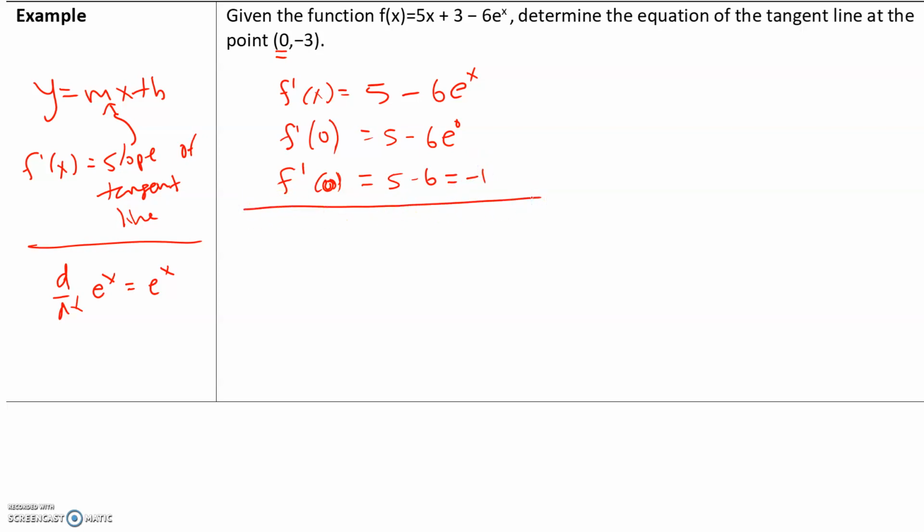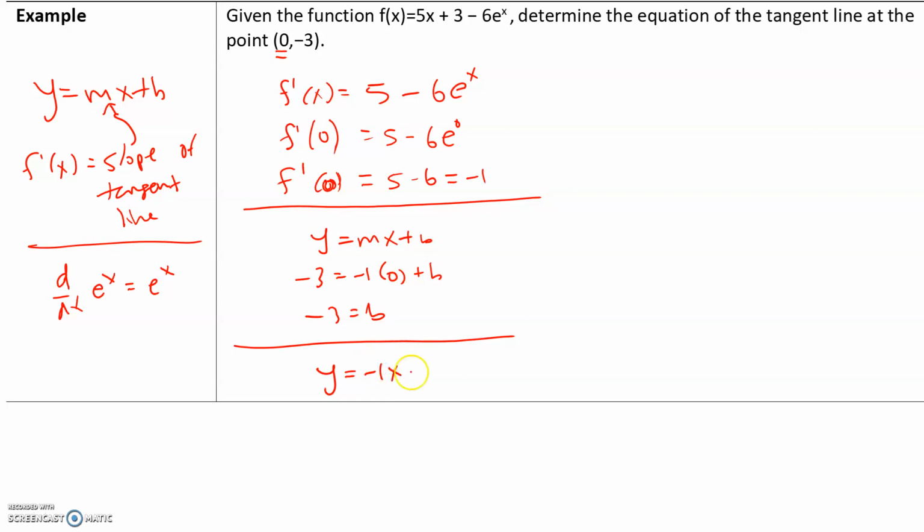But we had to find the equation of the tangent line, which is in the form y = mx + b. So we know that y is negative 3. We know our slope m is negative 1. x is 0, and we got plus b. So negative 1 times 0 is 0, which means b is equal to negative 3. So the equation of the tangent line is y equals our slope, which is negative 1, times x, plus b, which is negative 3.